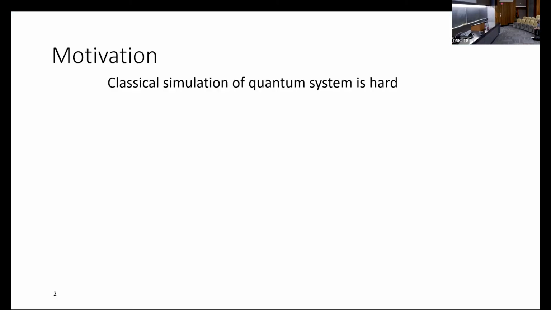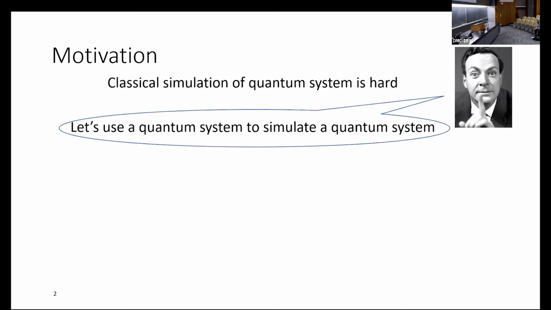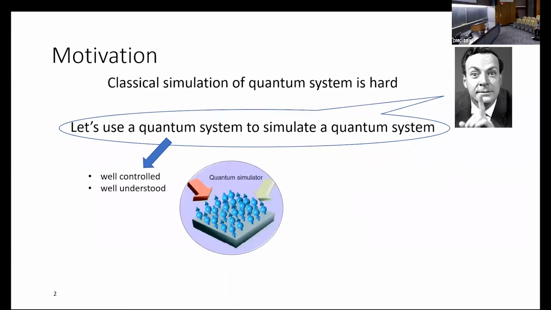In the context of this AQS meeting, our final goal is to do simulations of quantum systems. And we know that classical simulation of quantum systems is hard, as we learned from the summer school lectures. So Feynman said, maybe we can use a quantum system to simulate a quantum system. It turns out that this can be done efficiently. And what are the requirements for those quantum systems to be used as quantum simulators? They need to be well controlled and well understood.